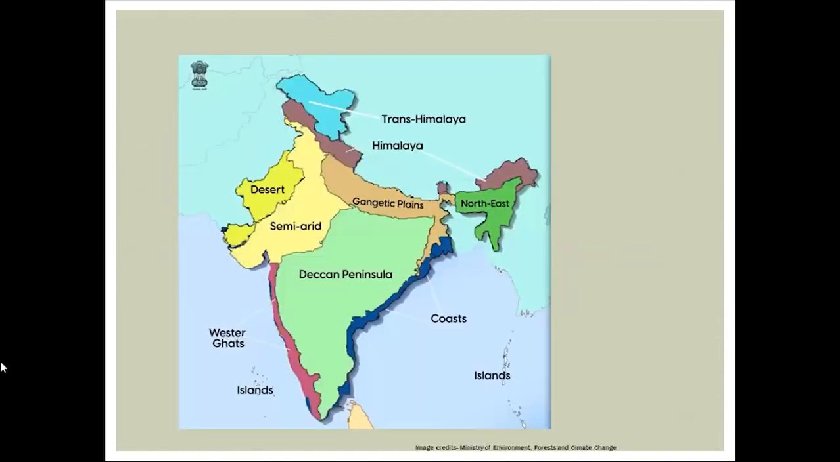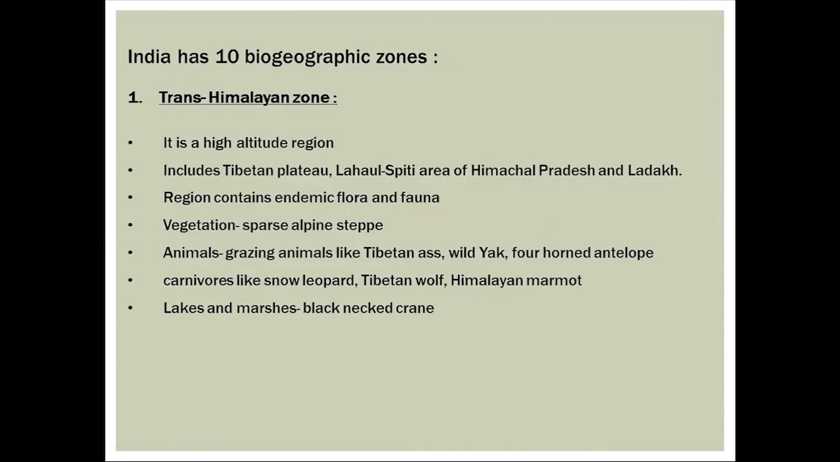We have discussed Trans-Himalayas and the Himalayas. So the Trans-Himalayas, again, it is the region that includes areas of Ladakh and the Lahaul Spiti district of Himachal Pradesh. The region contains endemic species and the vegetation is sparse alpine steppe. I told you, alpine vegetation means related to mountains, and steppe means the wide grasslands. So the vegetation here is sparse, mostly in the form of grasses.